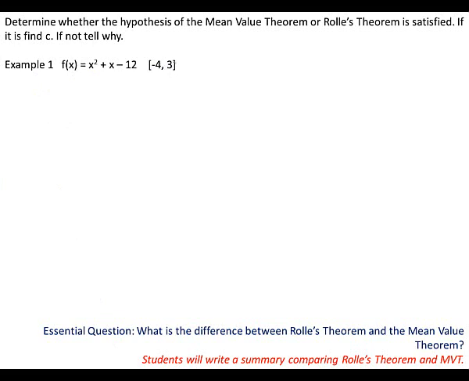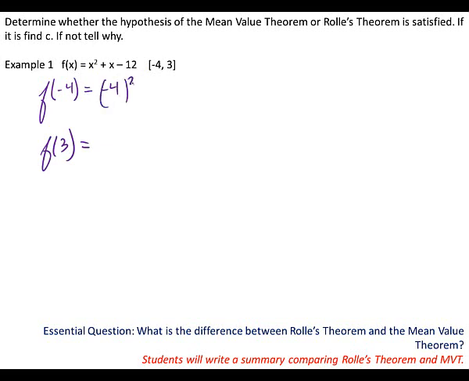And we see if they come out to be equal, because if they're equal, it's Rolle's. If they come out not equal, we apply the mean value theorem to it. So I'm going to do f of -4 and f of 3, plugging that into our original function.